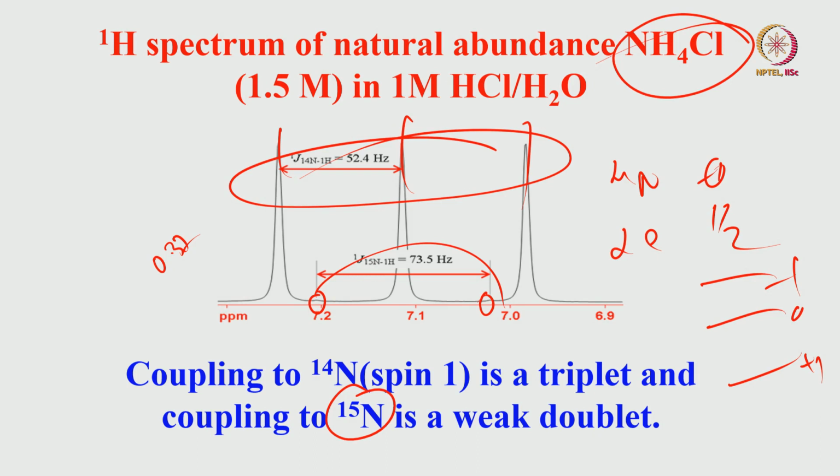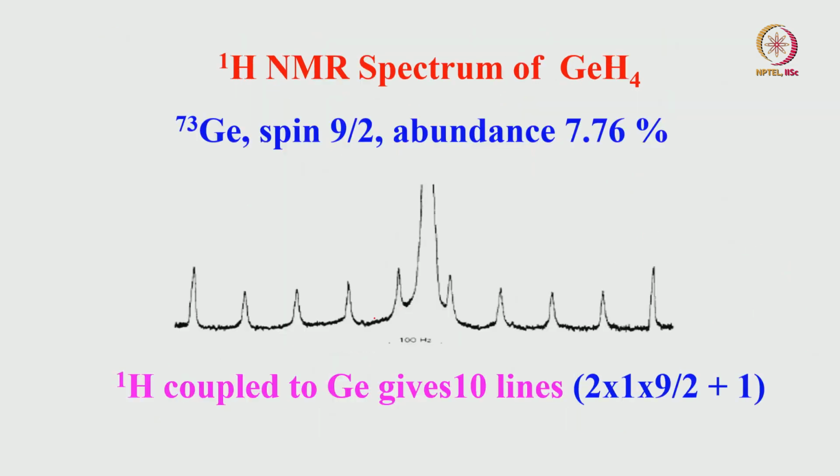Where else can you get this example? Look for carbon in CDCl3. When I come to carbon NMR, I will show you. Carbon is coupled to deuterium, deuterium is spin 1, carbon is spin half. We get 3 lines of equal intensity there also. So when a spin-half nucleus is coupled to a spin-1 nucleus, each line is going to be split into 3 lines of equal intensity, whereas a spin-half nucleus gives a doublet like this.